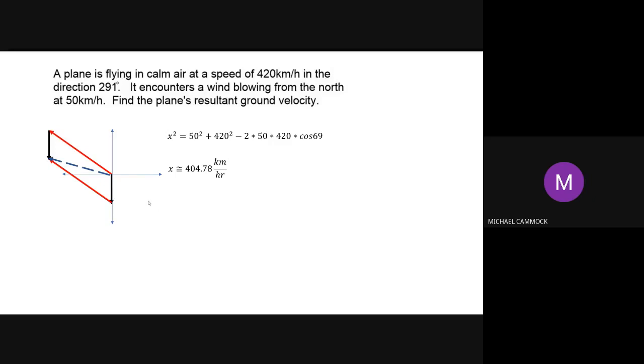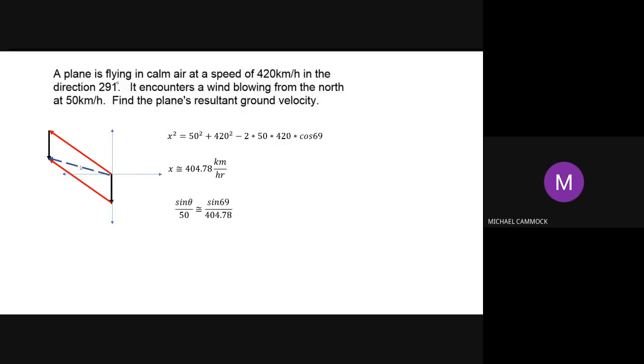Now, our goal is to figure out what this direction is here. So I need to know what this angle is right here. Because I know this is 69, if I could figure out what this angle is, I could add it to 69 to get the overall bearing, because that would mean I could start from here and go all the way around to here. So let's see if we can do that.